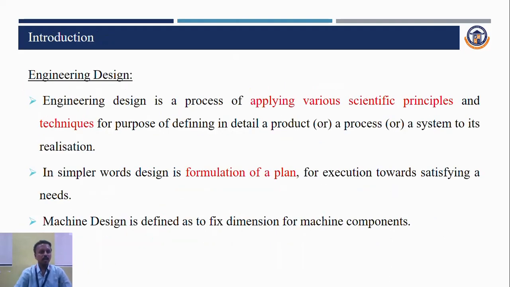Next, we are going to see engineering design. Engineering design is a process of applying various scientific principles and techniques for the purpose of defining in detail a product or a process or a system to its realization. In other words, we call it design is the formulation of a plan for execution towards satisfying your needs. Machine design is defined as fixing dimensions for machine components.